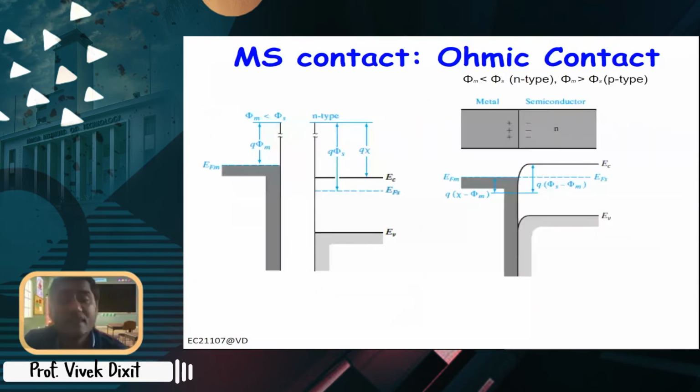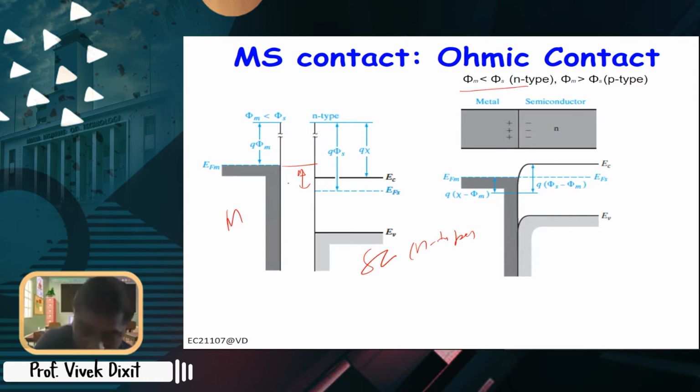If you see this picture, this is for a metal and an N-type semiconductor, with the Fermi level of the semiconductor being below the Fermi level of the metal, right? That means phi m is less than phi s. So in this case, what will happen? This will be the barrier. Now the barrier is negative here, right? So there is no barrier, right?